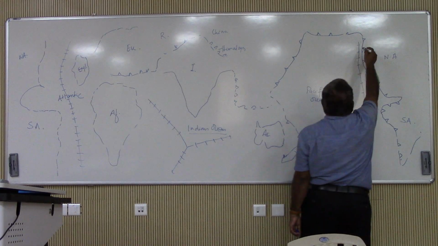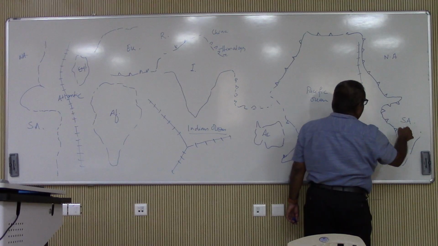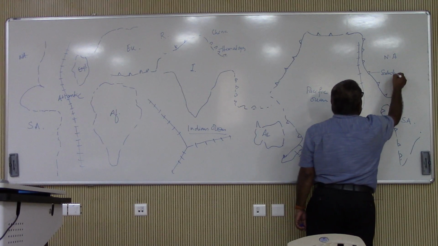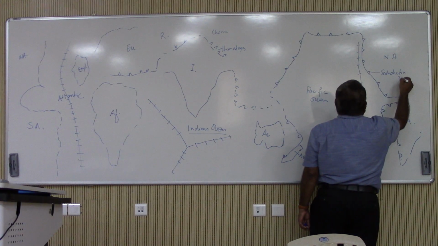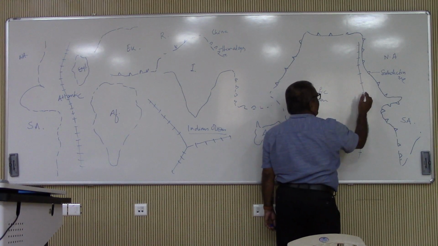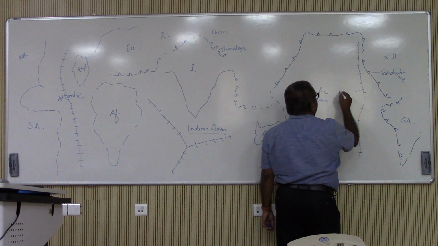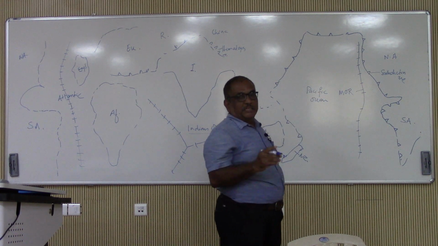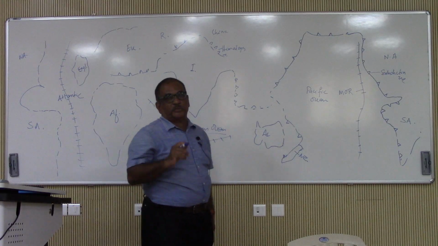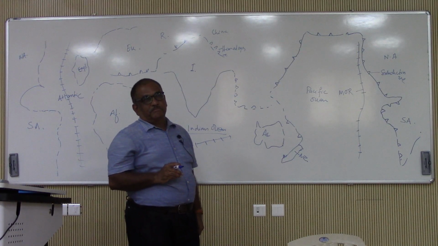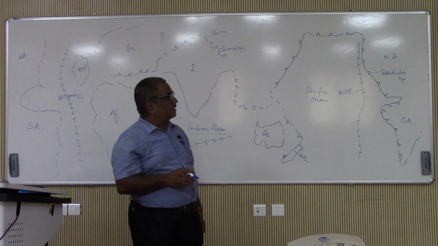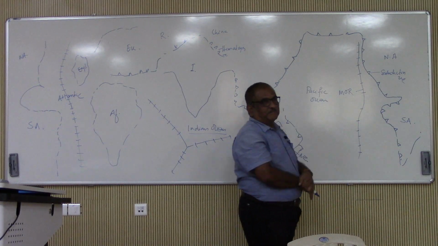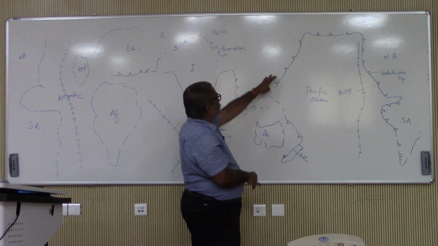These features I have drawn are the subduction zones. This is the subduction zone. These cross marks are mid-oceanic ridges, MOR I am writing. Mid-oceanic ridges. The triangles indicate the subduction zones. The way these triangles are put, the subduction is in that direction. So this one is also subduction.